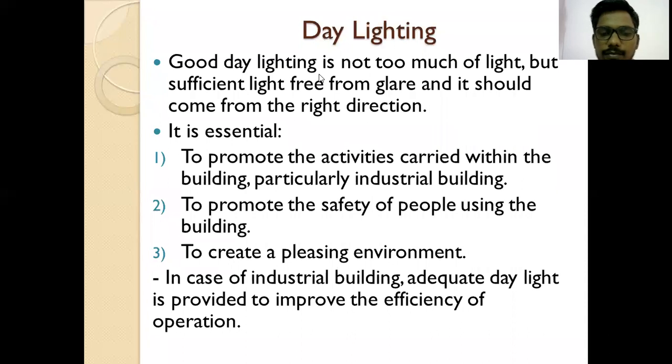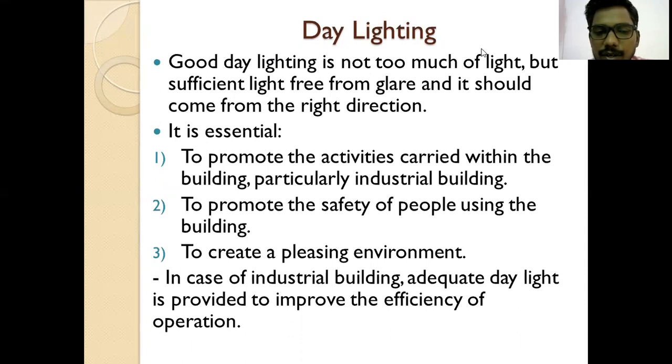Then the next point is there. The next building functional requirement is daylighting. Here, good daylighting is not too much light, but sufficient light, free from glare, and it should come from the right direction. Generally, daylighting is essential to promote the activities carried within the building, particularly in industrial buildings.